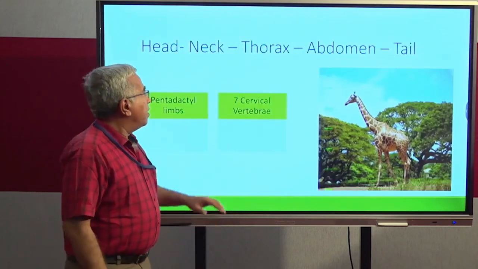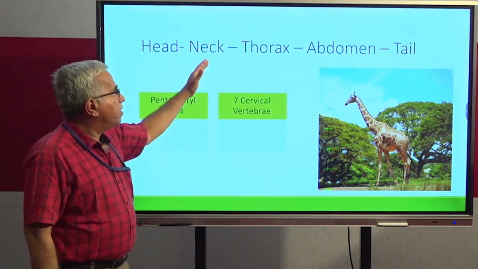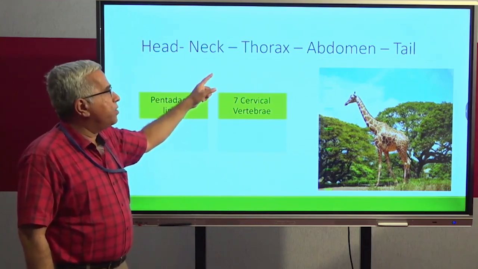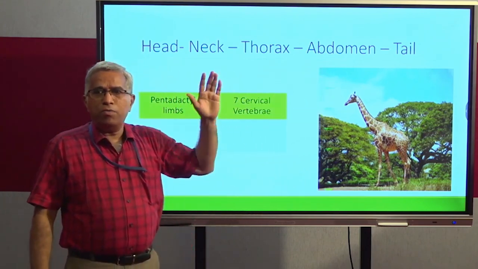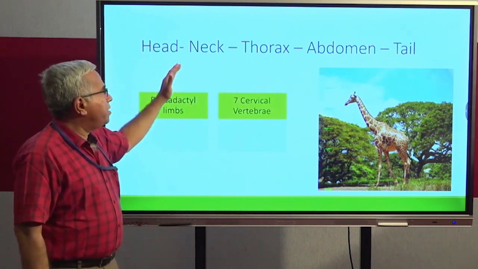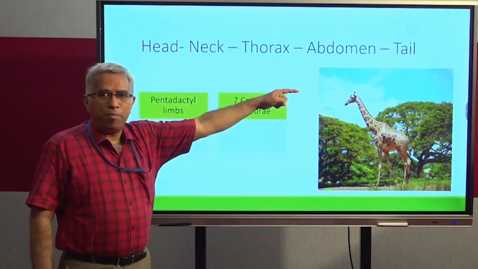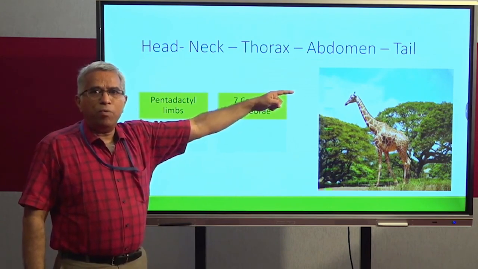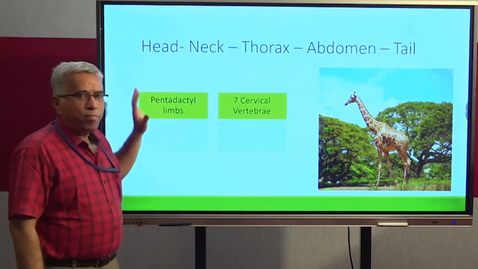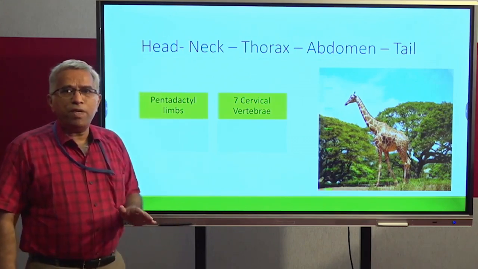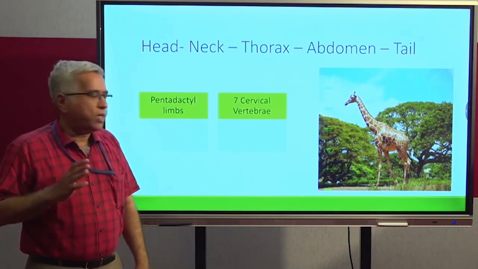The body of any mammal is divided into head and thorax, which are connected by the neck region, then abdomen, and tail. So there are 4 segments, namely head, neck, thorax, abdomen. Tail may be absent in certain mammals. For example, human beings don't have a tail. Coming to the limbs, all limbs are provided with the pentadactyl design. Pentadactyl design means 5-finger nature.